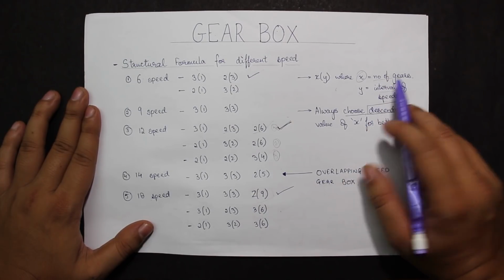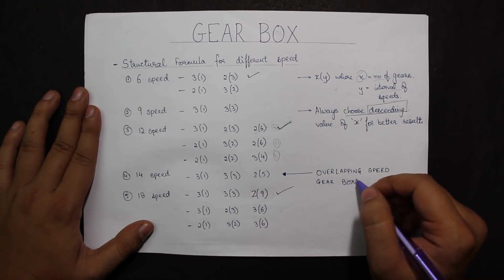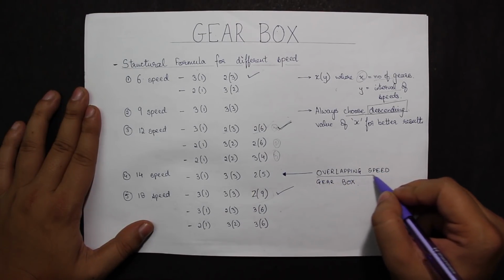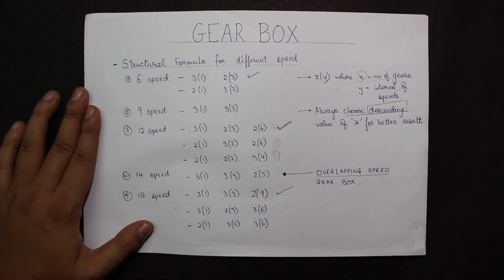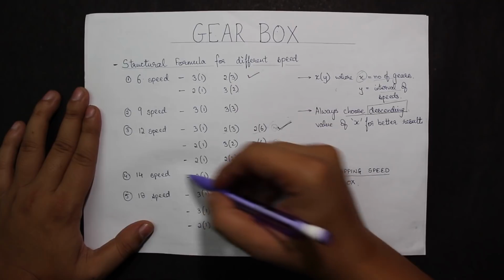The exception over here is a 14-speed gearbox. This will be achieved by making an 18-speed gearbox with 4 overlapping speeds. As we solve questions, you'll come to know about the 14-speed special case.